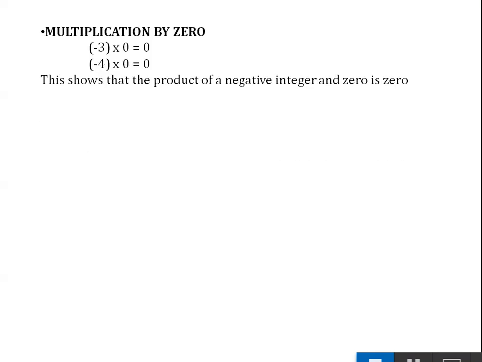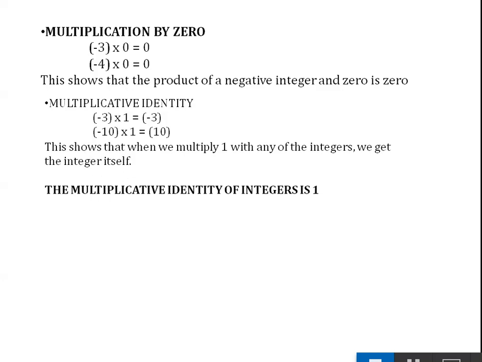Next one, multiplication by 0. No difference. When you multiply any integer by 0, you will get the answer as 0. Next one, multiplicative identity. What is multiplicative identity? The multiplicative identity of integers is 1. That is, 1 is the number which when multiplied with any of the integer gives the same integer. When you multiply 1 with any of the integers, we get the integer itself.